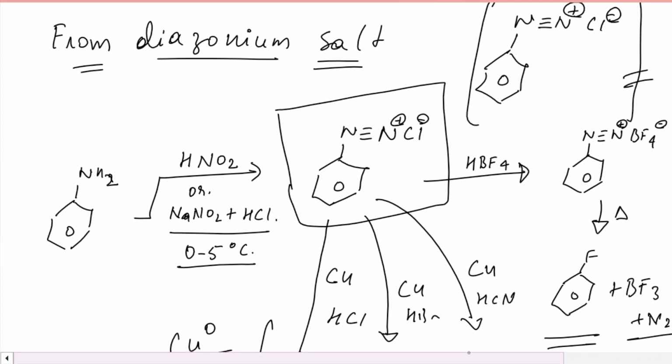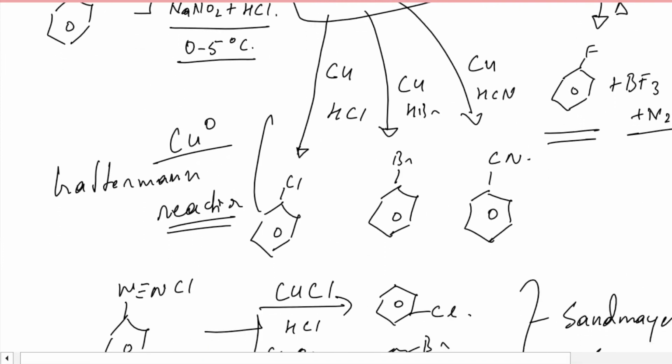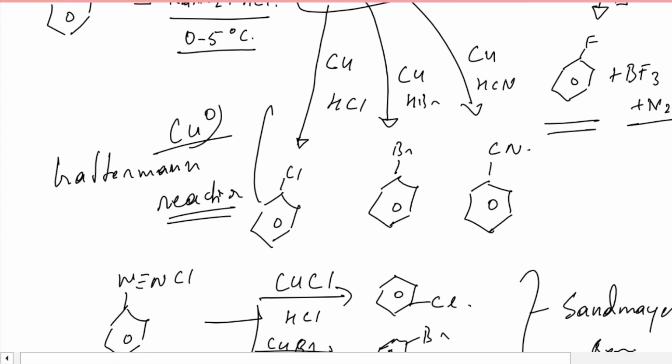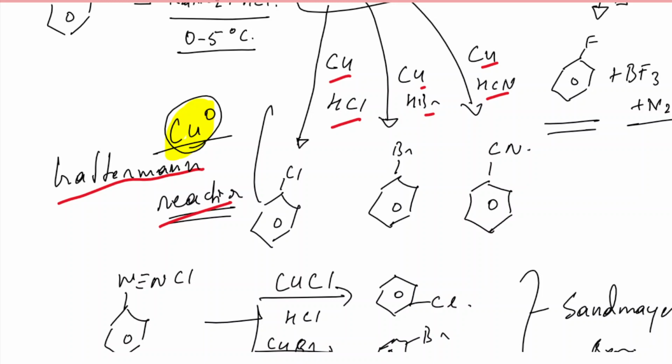Next is Gattermann reaction and Sandmeyer reaction. The difference between the two reactions is, if the reaction has copper in zero oxidation state, then the reaction is Gattermann reaction. So if we use Cu in the presence of HCl, or Cu in the presence of HBr, or Cu in the presence of HCN, it leads to the formation of chlorobenzene, bromobenzene, or cyanobenzene. In all three cases, we are using metal in the zero oxidation state, that is copper.